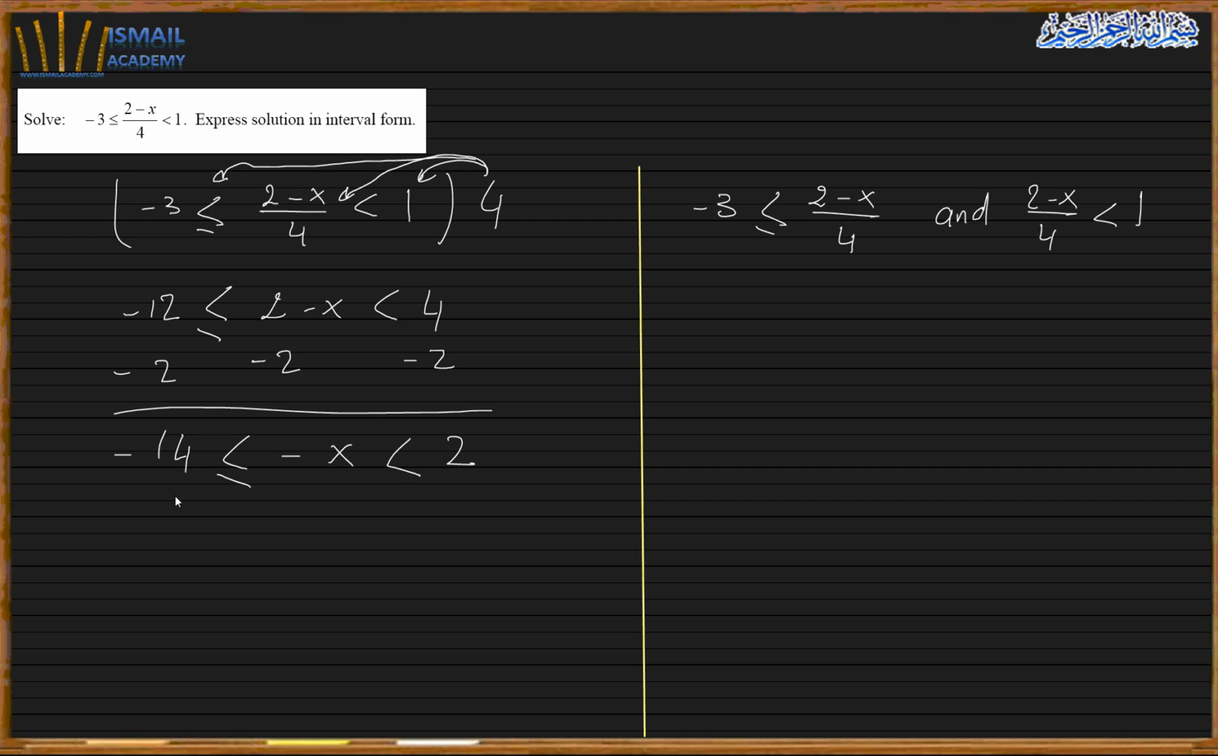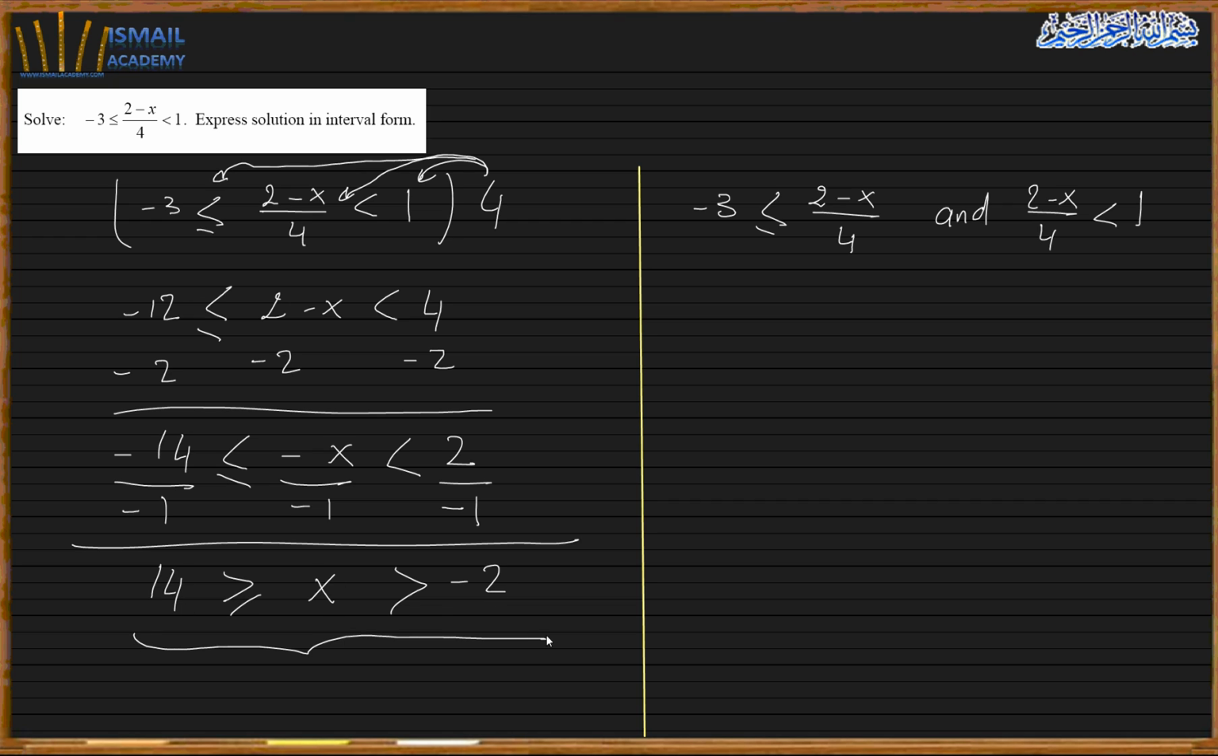Now here I divide the whole thing by minus 1. But keep in mind, when we divide by a negative, what happens to the sign? The sign flips. That means the first thing you do, before you write down the answer, is flip the sign. Then this is going to be 14, this is x, and this is minus 2, and this will be my answer.